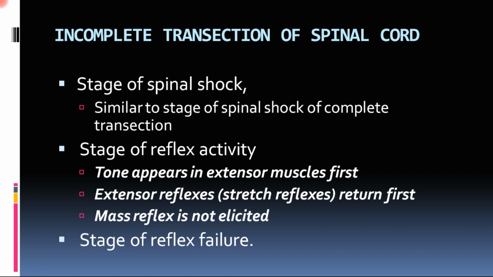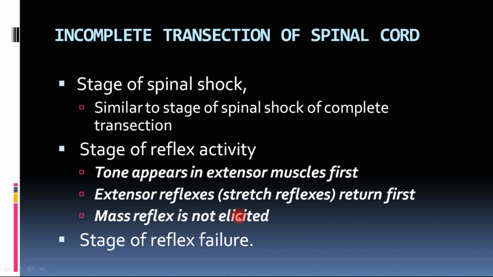As compared to complete transection, in incomplete transection the tone will appear in the extensor muscles first, because there is sparing of certain descending tracts coming from the vestibular nuclei and the reticular nuclei, which supply majorly to the extensor muscles. Because of the sparing of those descending tracts from the injury, tone appears first in the extensor muscles, and also the extensor reflex returns first. And in this case, mass reflex is not elicited.